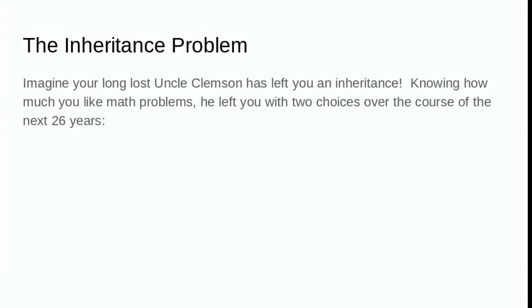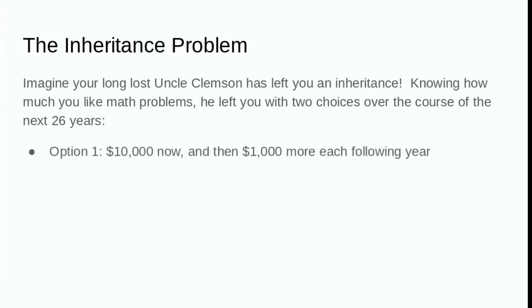Knowing how much you love math problems, he left you with two choices over the course of the next 26 years. Why 26? Good question. I don't know. Option one, you can have $10,000 right now and then $1,000 more each following year. So next year you'd get 11,000, and then after that you'd get 12,000 that year for 26 years.